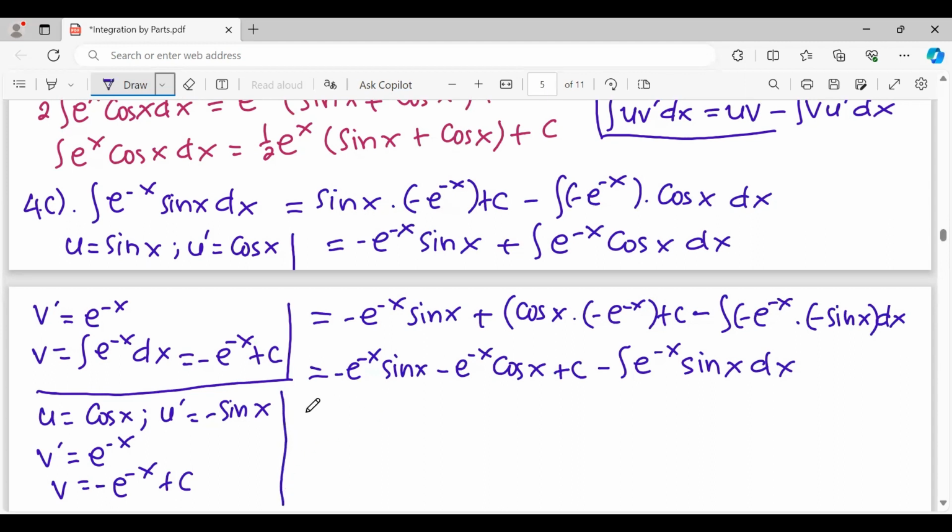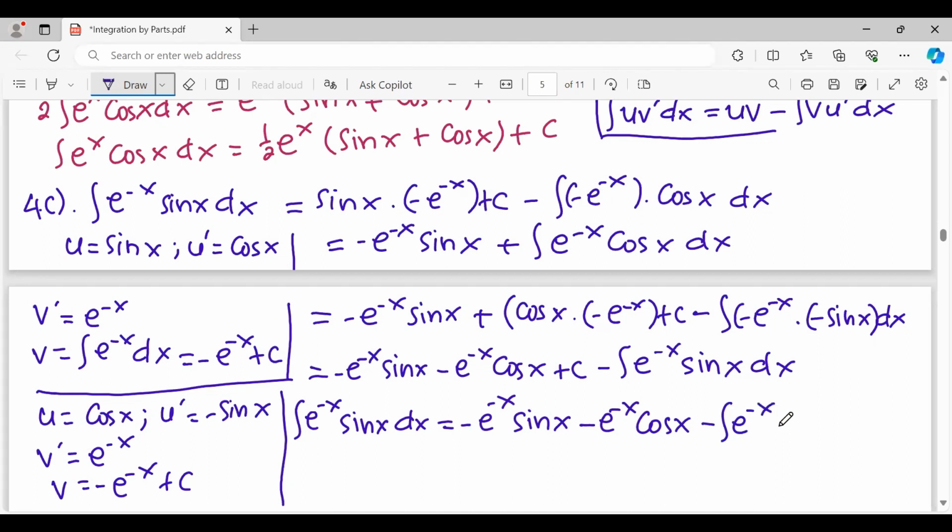So we can write that the integral of e power minus x sine x dx equals minus e power minus x sine x, minus e power minus x cosine x, minus integral of e power minus x sine x dx plus c.